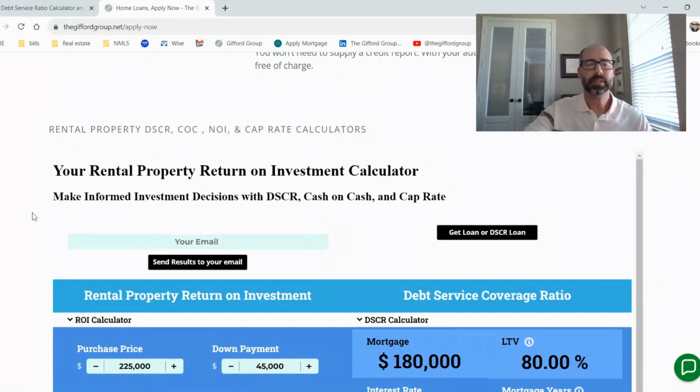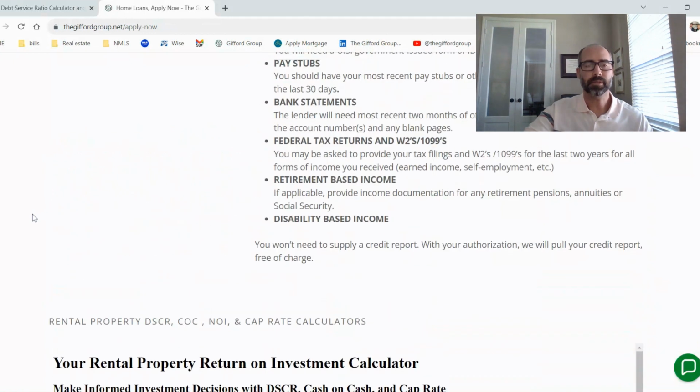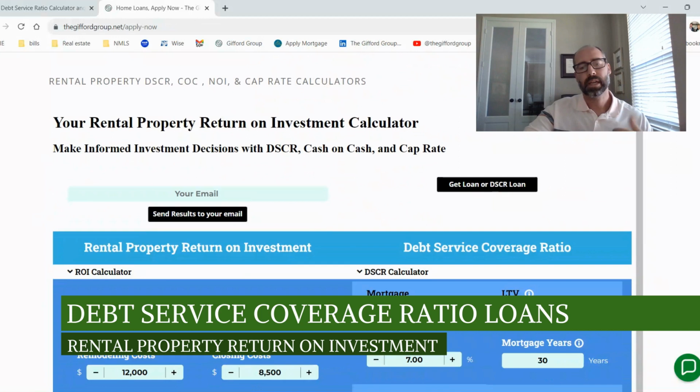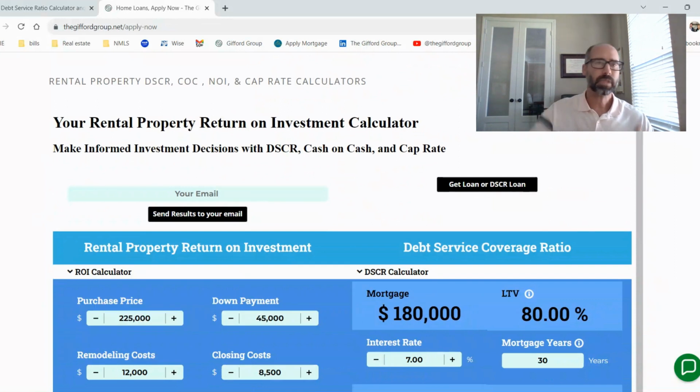I know it seems like I'm a calculator building fool lately, but today I wanted to talk about DSCR loans, because it is a feature that we offer for investors that are looking to get into a property. Some of the cool things about DSCR is that it allows you to qualify not based on your income or your debt to income ratios. Your credit score is still important, but it allows you to get into a rental property or investment property without having to use your income to qualify. So let's go check out the calculator.